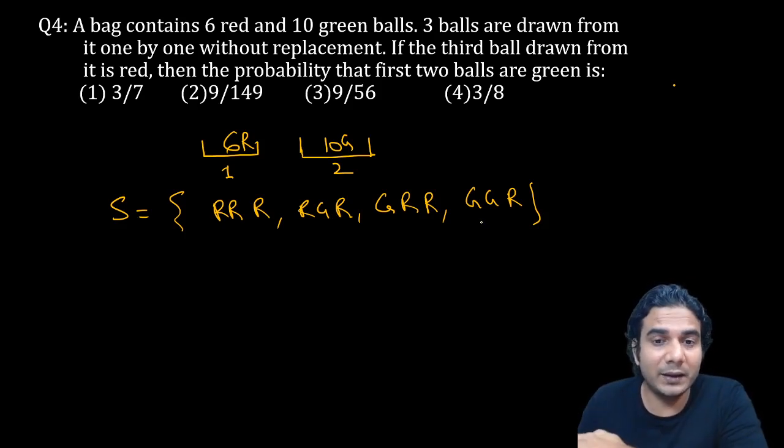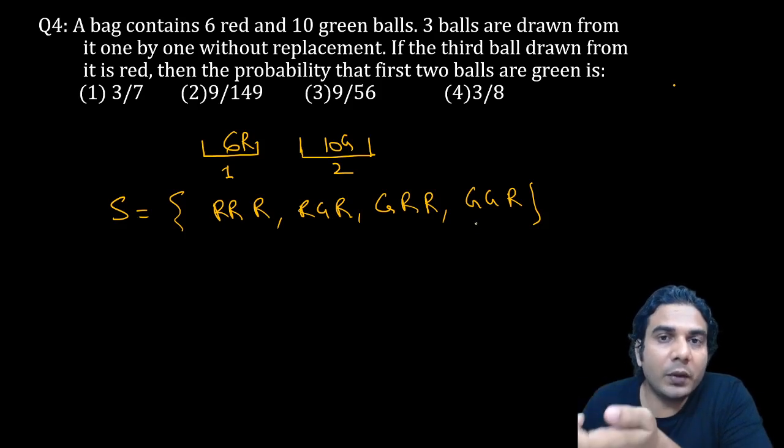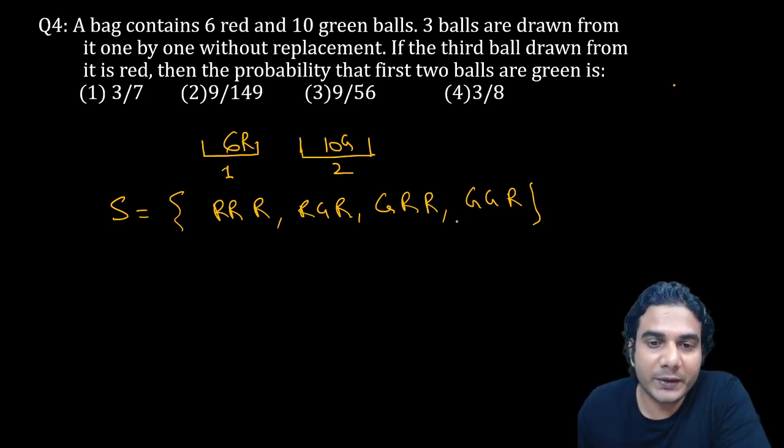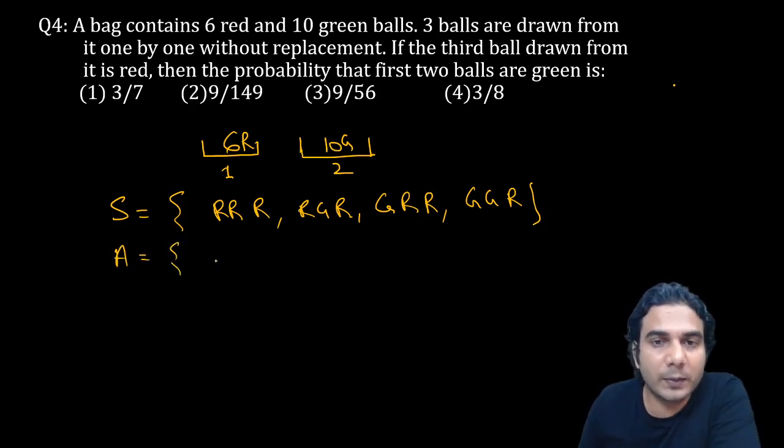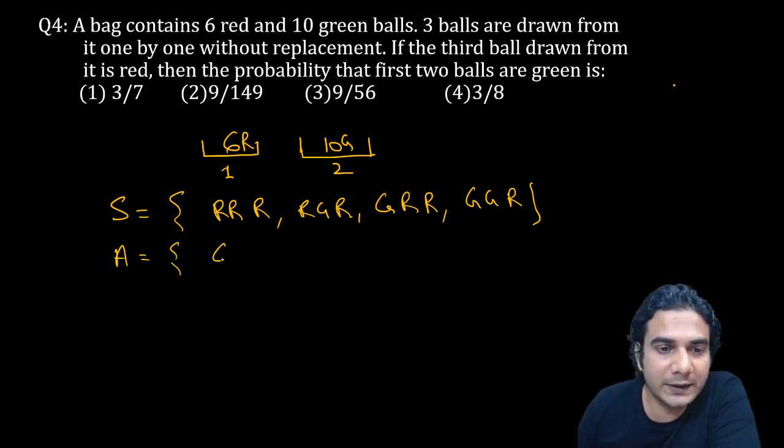This is given. That means one of these four events has happened. So these are the possible events. Now, what is your favorable event? You need to find the probability that the first two balls are green. That means this is your favorable event. So you know what is the conditional probability P of A.